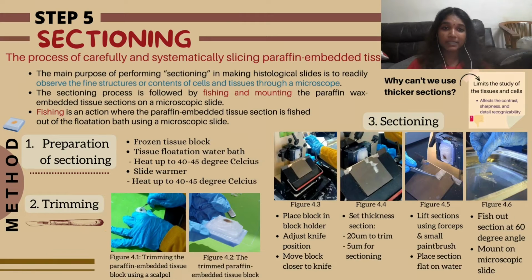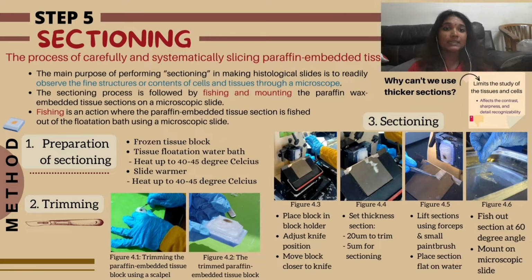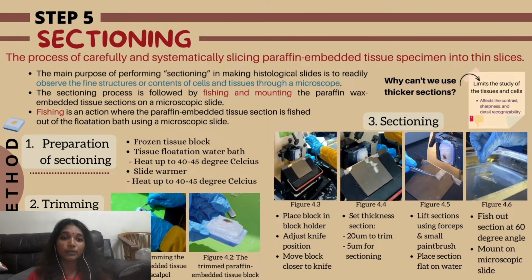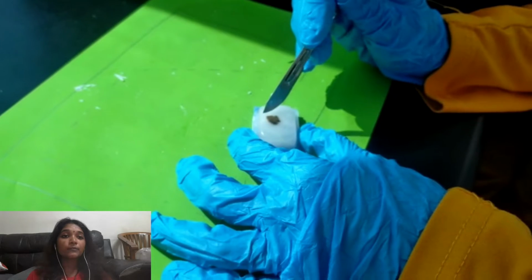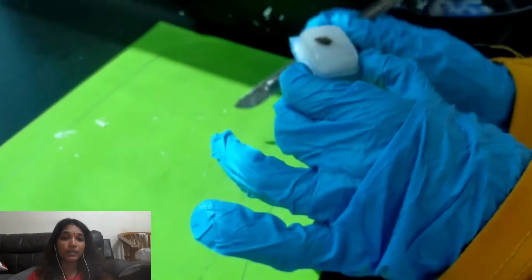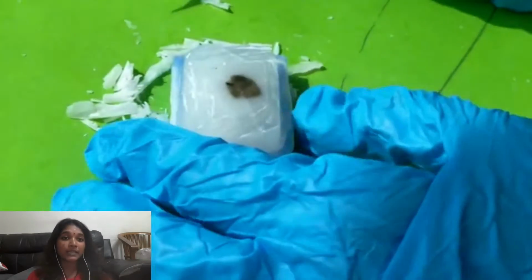Step 5 is sectioning. Sectioning is the process of slicing the paraffin embedded tissue specimens into thin slices. This is then followed by fishing and mounting those sections onto a microscopic slide to be stained and viewed under a light microscope later. First, the paraffin embedded tissue block is trimmed using a scalpel, and then it is placed on a rotary microtome.